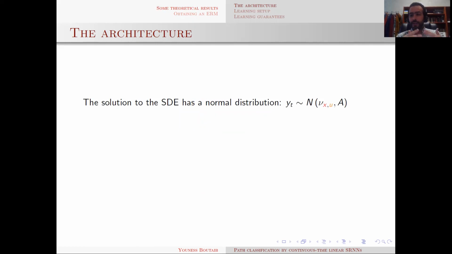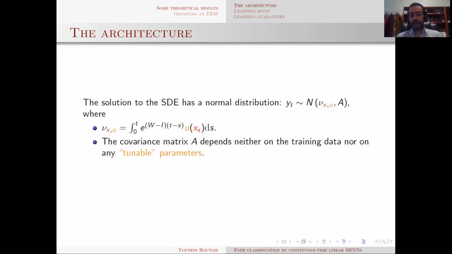In this simple model, one can write explicitly the solution of the SDE, and the main message is that the last hidden state that we will use to make a decision is a Gaussian random variable that has mean mu_x^u and the covariance matrix A, both of which we can write very explicitly. So mu is what you get with a recurrent neural network without noise. It can also be explicitly written. And then the covariance matrix A has the advantage of not depending on the training data x, and not depending on any of the tunable parameters that we want to optimize. This is a covariance matrix, so it is positive semi-definite.